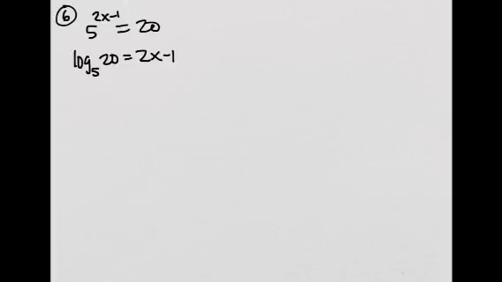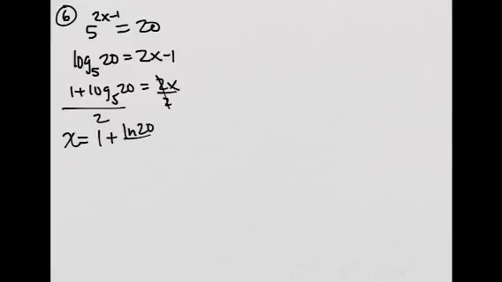Okay, so you change it to log form, and so it's log base 5 of 20 equals the exponent 2x minus 1. So we're going to add 1. Because we added 1 here, we got rid of that negative 1. Now we're going to divide everything by 2. So when you put it in the calculator, you're going to put 1 plus natural log of 20 over natural log of 5, and then press equal, and then divide by 2. So that gives you approximately 1.431.